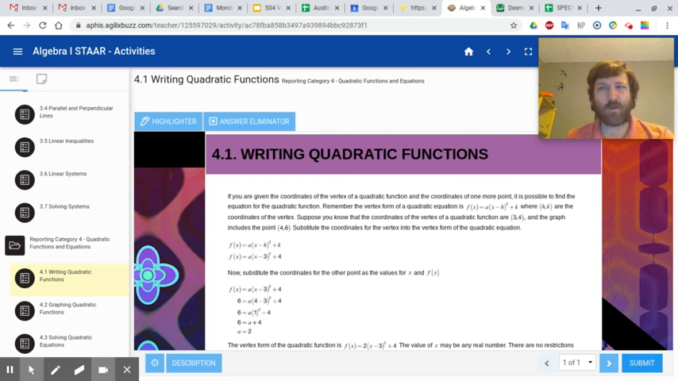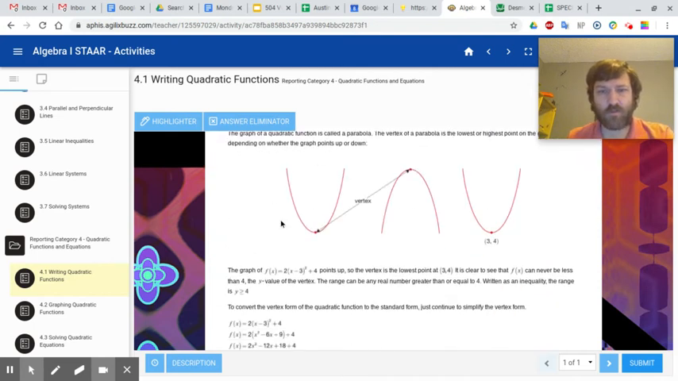This is the Algebra 1 STAAR study guide, lesson 4.1. We only have about 5 left on these. And this is about quadratic functions, which, if you remember, are these parabola shapes. The biggest thing you need to know is what a vertex is. The vertex is either the low or the high point of the graph, depending on where it opens.